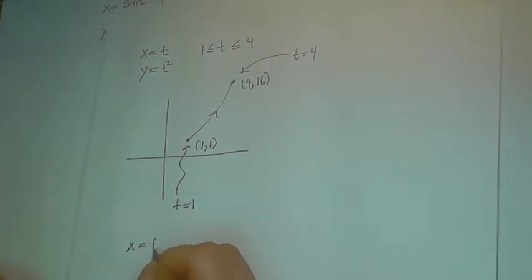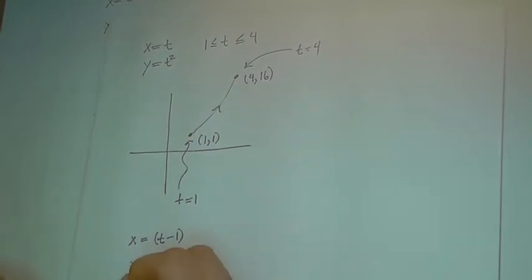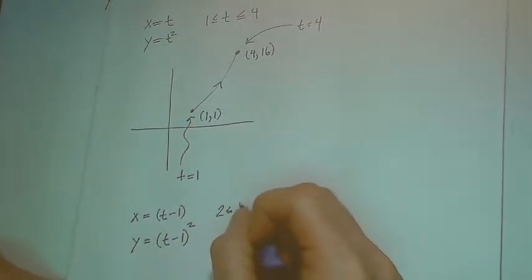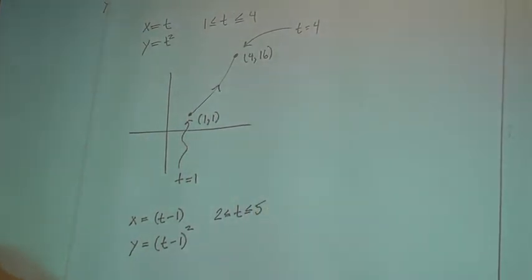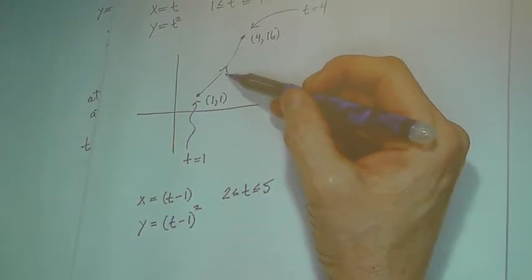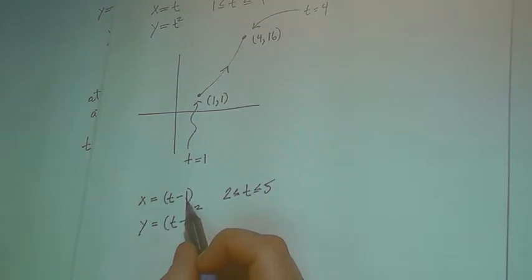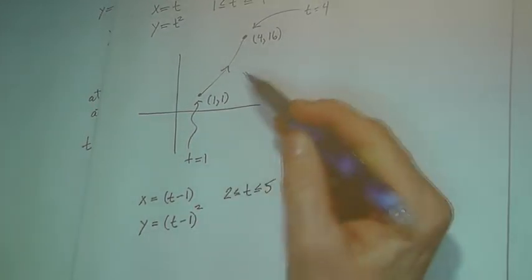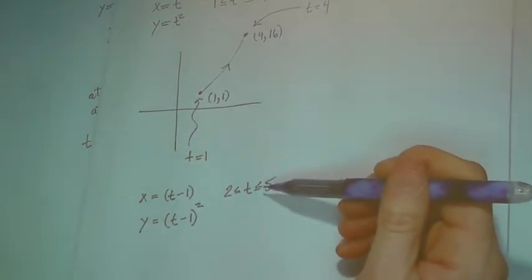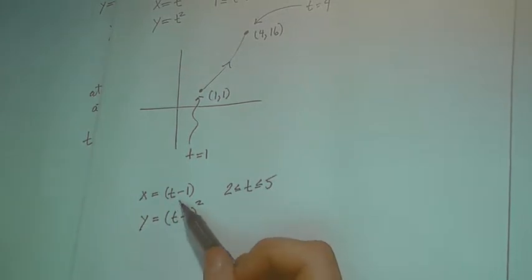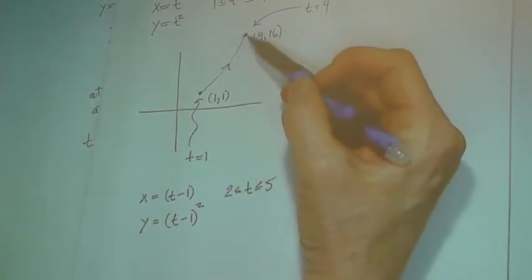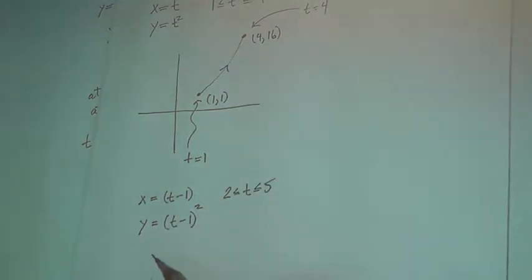I could do this. This parameterizes the same curve as up above. You let t equal 2 when you plug in, you get the same exact point, 1, 1. You let t equal 5 and plug it in here, you're going to get the point 4, 16. So there's infinitely many of these parameterizations, and even something like this, you can parameterize in different ways. Okay?